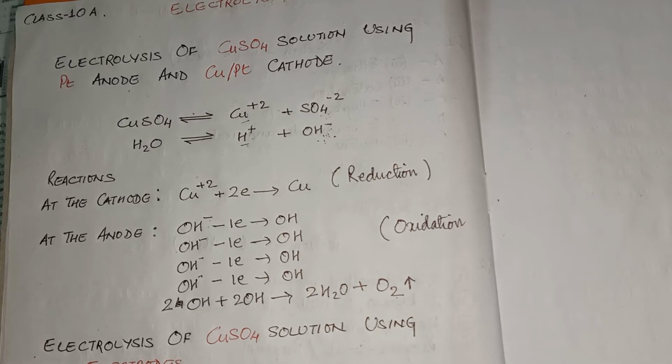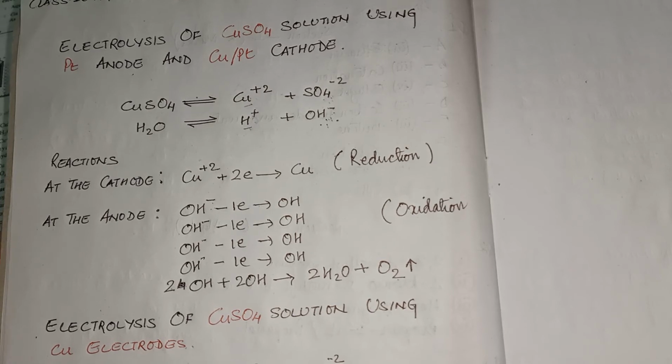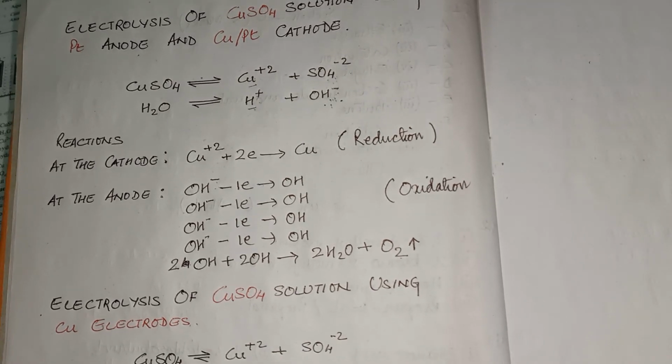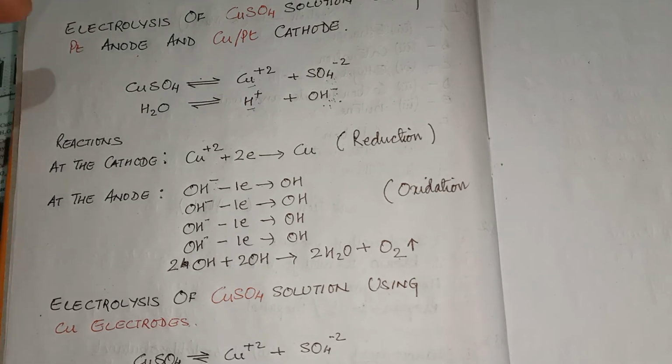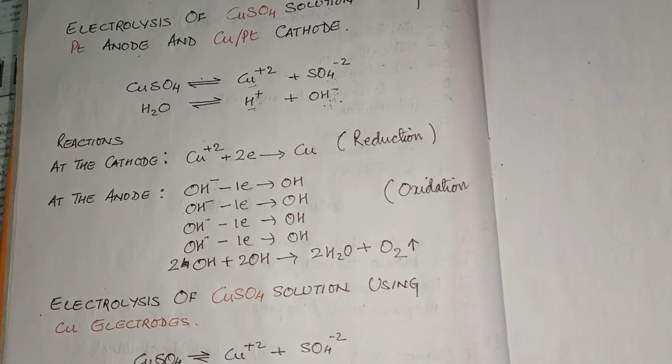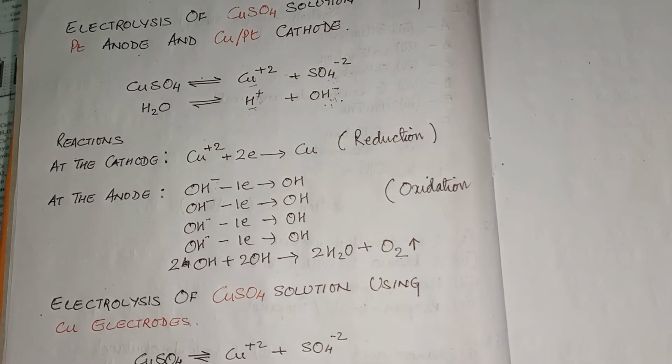Now let us see another electrolysis of copper sulfate solution only, but this time using copper electrodes. That means both anode and cathode are made up of copper. So both our electrodes are active electrodes. The difference between these two electrolyses is, in this one we are using an inert anode, and the cathode can be inert or active, whereas in this particular electrolysis we are using active electrodes, both anode and cathode, made up of copper.